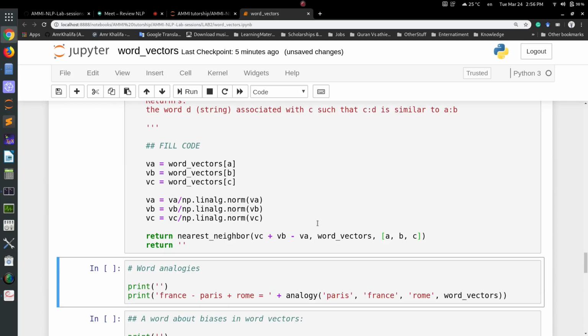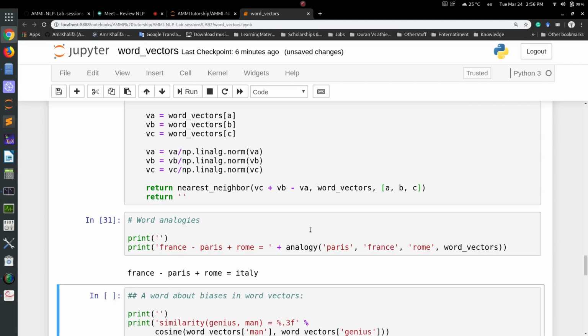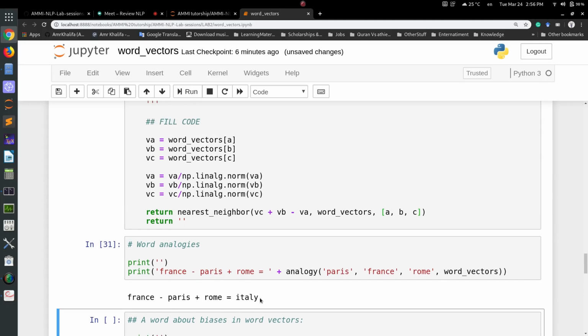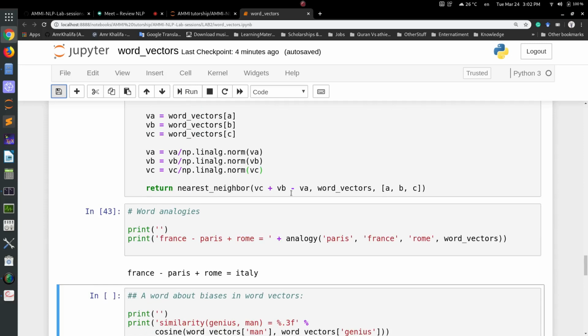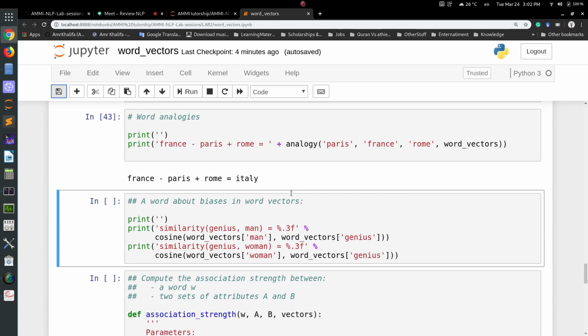Okay. So if we're going to complete this equation, let's see what's going to be the result. So surprisingly, or not surprisingly, the most analogous word is Italy. So France to Paris is like Italy to Rome, or Paris to France is like Rome to Italy. Okay, so let's move to the next part.